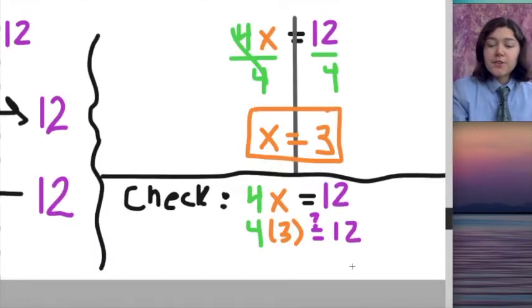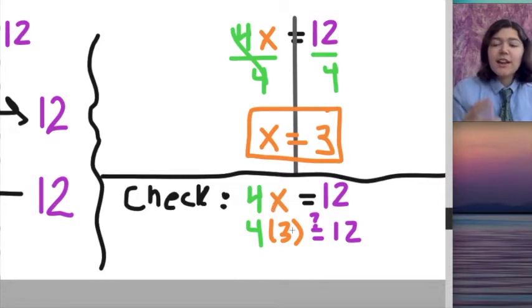So what we're going to do to check that we have the right answer is we're going to rewrite our original equation, 4x equals 12. And then what I'm going to do is I'm going to substitute in 3 for x. Substitute meaning replace. So where I see x, I'm going to replace x with 3 in parentheses because I know that I'm actually talking about multiplication here. So I'm going to have 4 times 3 and see, does that equal 12? I'm correct if that is true.